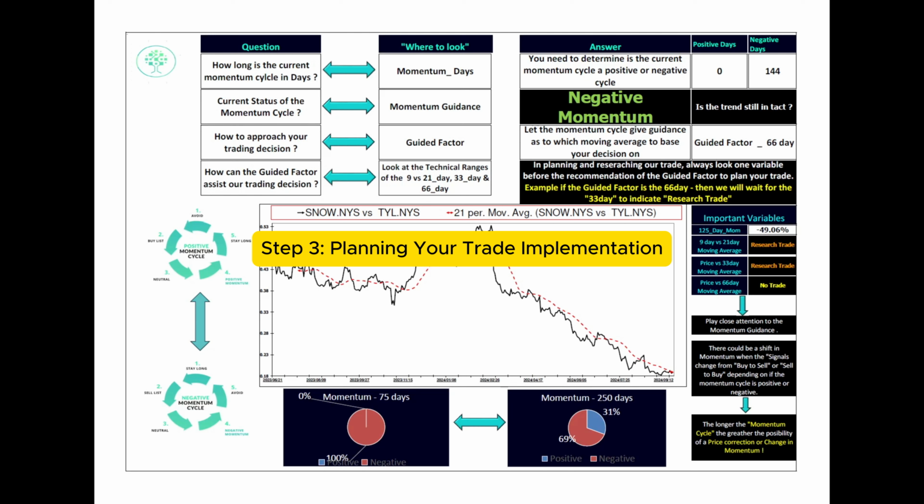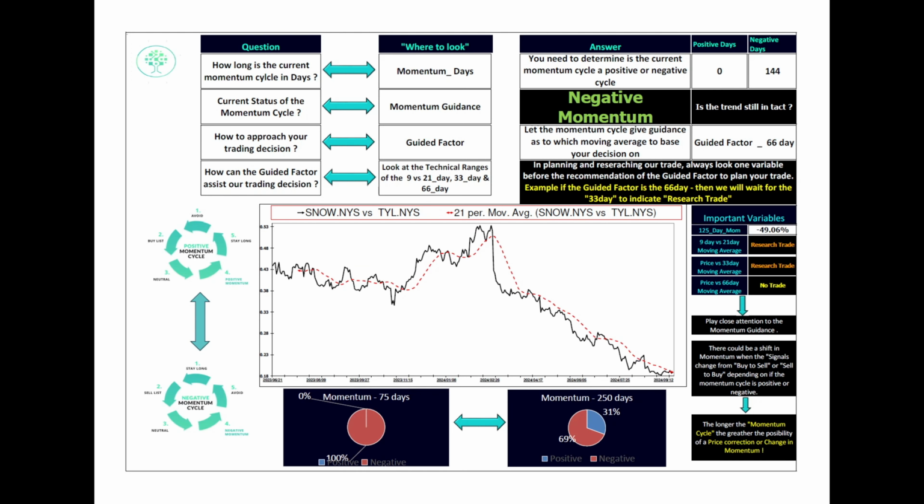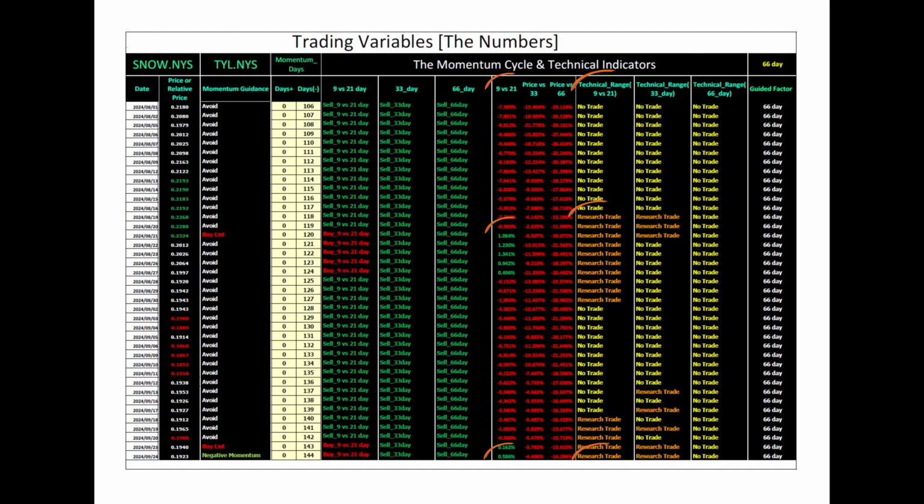Step 3. Planning your trading implementation. When planning and researching a trade, we use the variable preceding the recommended guided factor as the point of entry. In this case, we will use the 33-day moving average as our point of departure. Once we receive a research trade signal, we will closely monitor and plan our trade. Once we have confirmation that the 33-day moving averages have crossed, we will begin opening our trade.